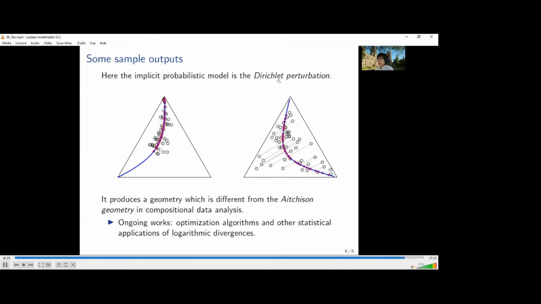So this is not the only generalization of PCA to the simplex, and in compositional data analysis, there are several other geometries based on the Aitchison geometry, but here our L alpha PCA based on this Dirichlet perturbation produces a different geometry, and it will be interesting to compare the results.